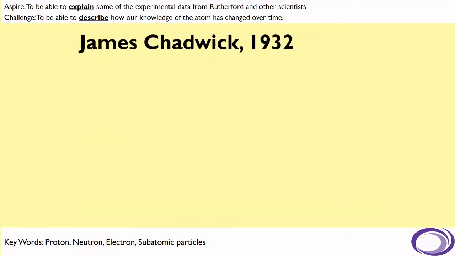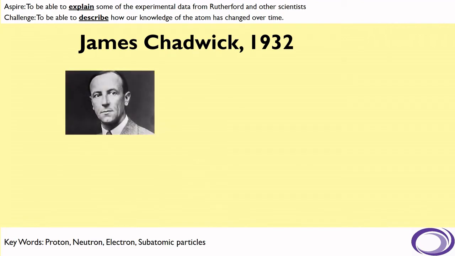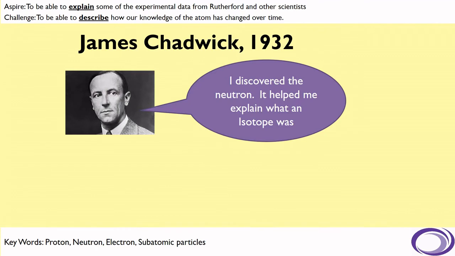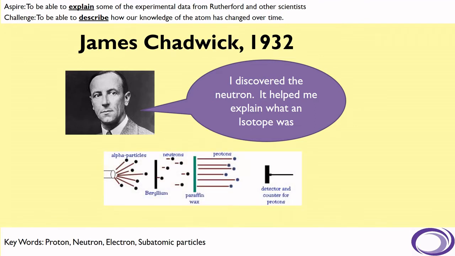It actually took a while for the neutron to get discovered, and it was discovered by James Chadwick in 1932. Here he is. It helped him to explain what an isotope is. So it was working with isotopes that James Chadwick made that discovery of neutrons. He did several different experiments to gather his evidence. But what we have to understand is the reason it was so difficult is because neutrons have no charge. So they couldn't deflect them because they were chargeless, so they weren't going to attract to either of the other charges.